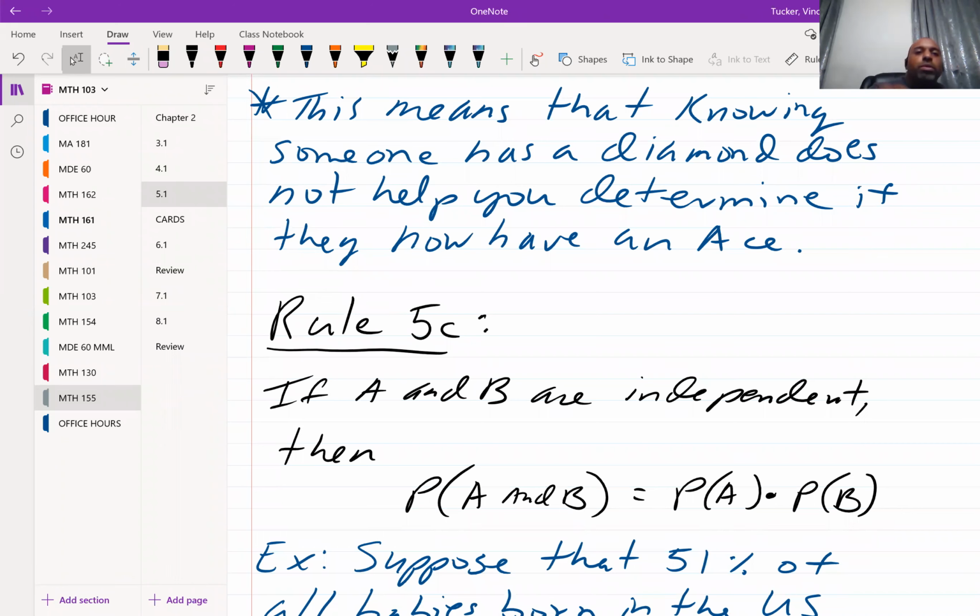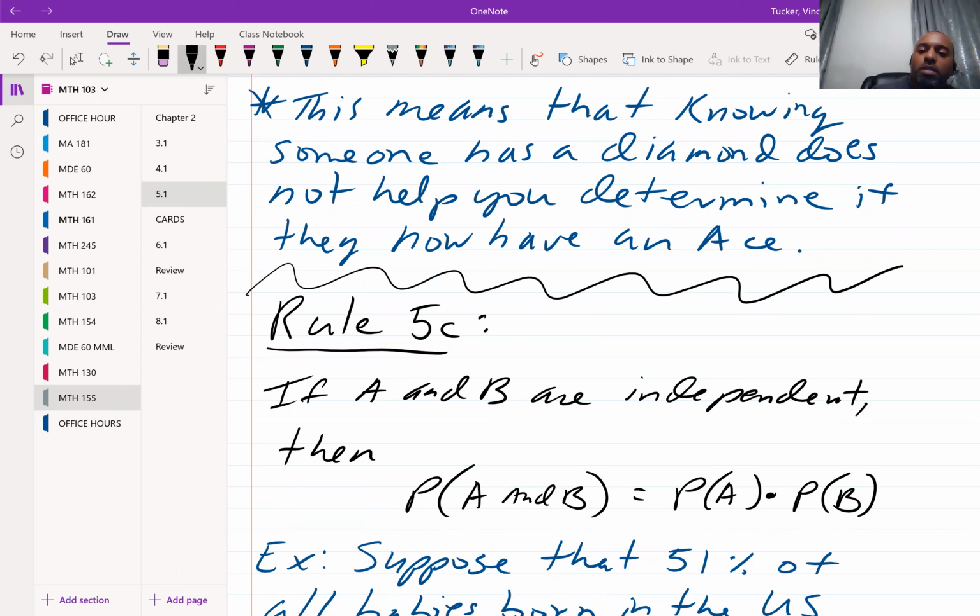So this next rule, I believe it's the last rule. If A and B are independent, then the probability of A and B can be multiplied together. If you want to find the probability of A and B, you can multiply the two together and get that probability.